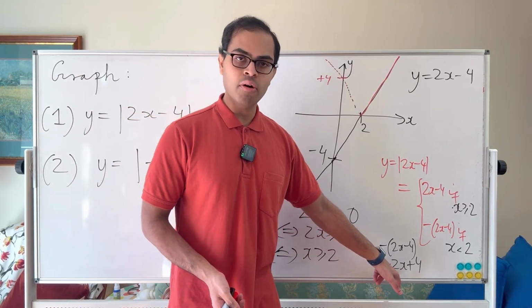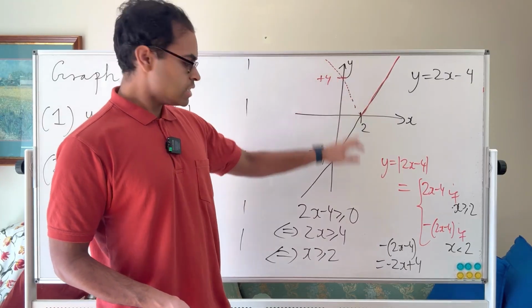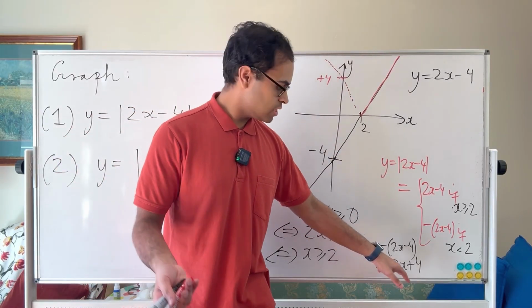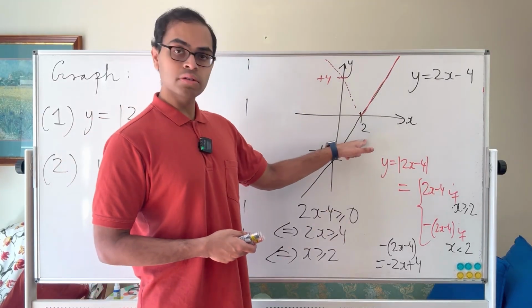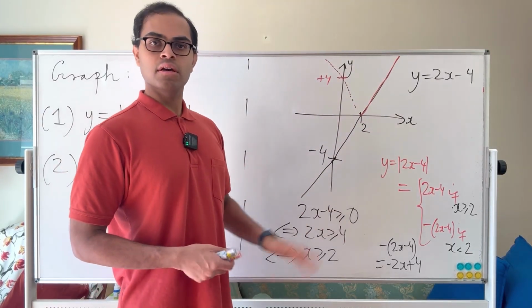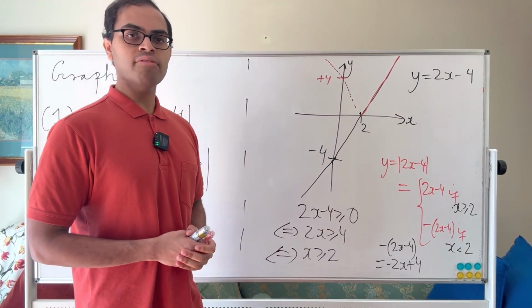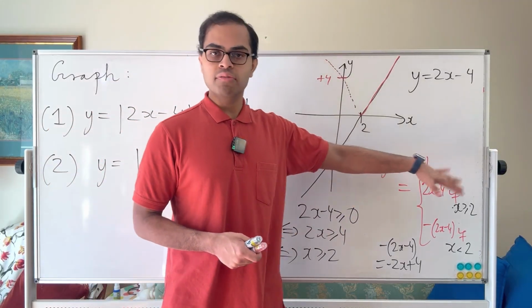The y-intercept is when x is 0, so it's going to be plus 4. The x-intercept is again when x is 2, because negative 2 times 2 plus 4 is 0. You can solve that as we did before. You get 2 and literally just connect the dots. So that's another approach to solving this graph, which is purely algebraic, if you don't want to visualize it.